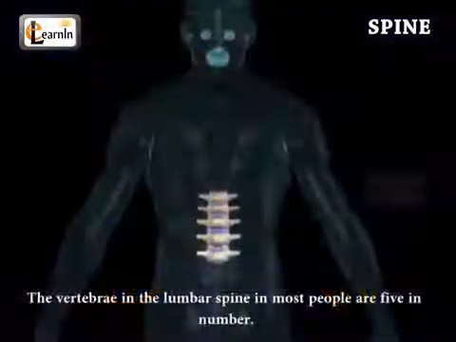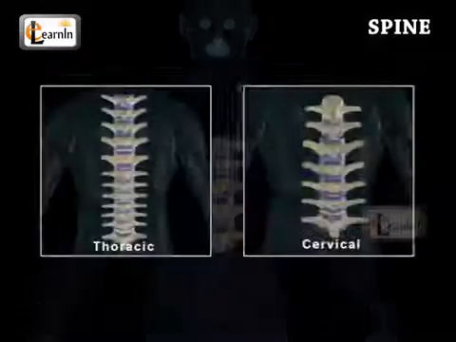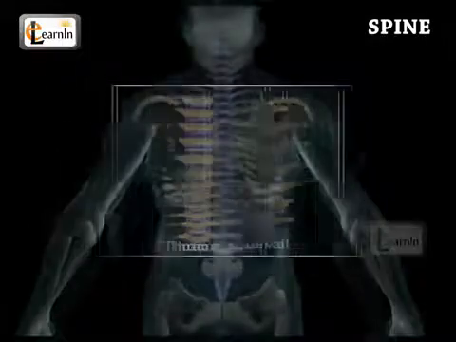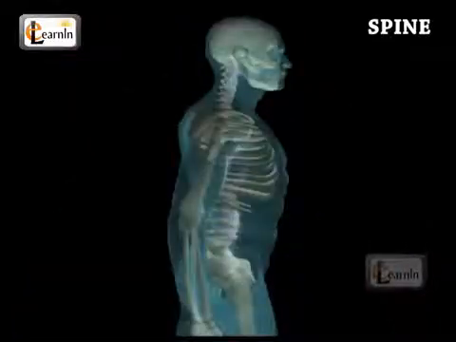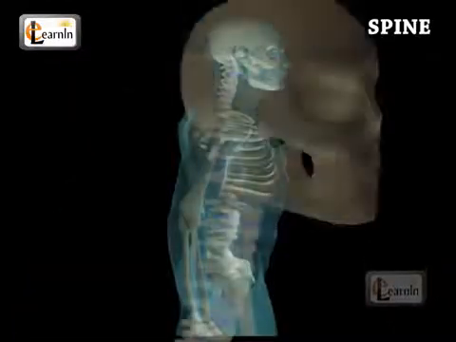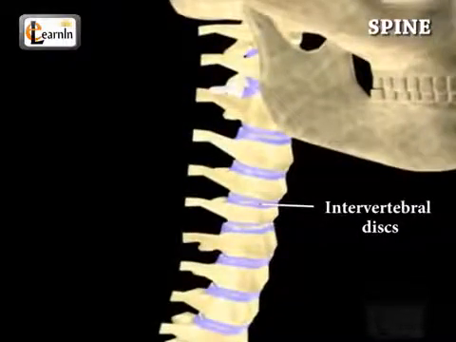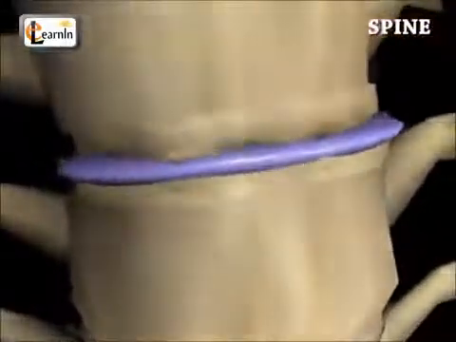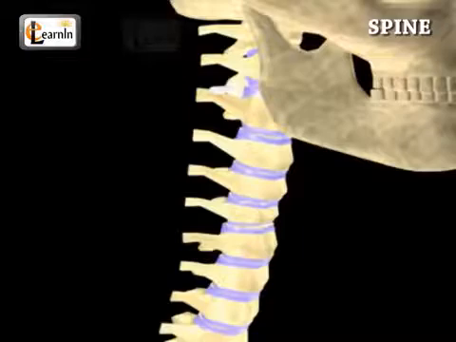The vertebrae in the lumbar spine in most people is 5 in number. They are larger than the thoracic or cervical spine. They carry most of the body's weight and support flexibility and extension. Each of the vertebrae is supported by a fibrous disc, known as the intervertebral discs, that act like cushions between the bones. The body of the vertebrae provide a resting place for these fibrous discs.